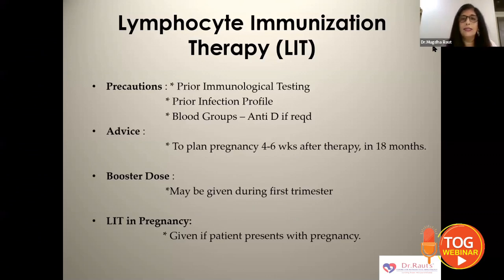Prior immunological testing is done, like we saw in the last webinar. There is a prior infection profile, and the blood group of the wife and the donor is important. The couple is asked to plan pregnancy 4 to 6 weeks after therapy and within 18 months. A booster dose may be given during the first trimester, and LIT can also be given in pregnancy.